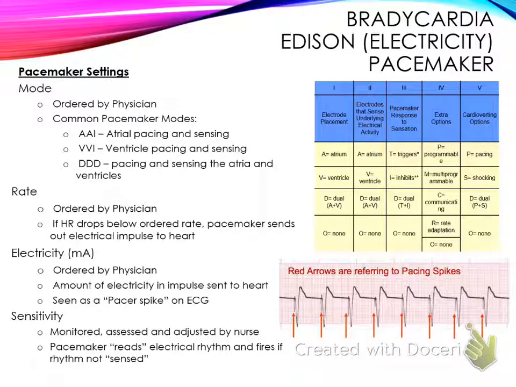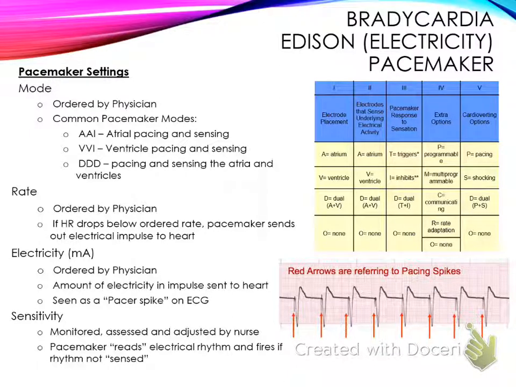They'll order a mode, which is which chamber is paced and which chamber is sensed. They should be the same thing. Because if you put a pacemaker into the right ventricle, you better be sensing the right ventricle too, because that's how a pacemaker works: it goes until it's told not to by the heart. So basically a pacemaker will just send electricity out unless it hears from the heart that it's doing something. So you always pace and sense the same chamber.